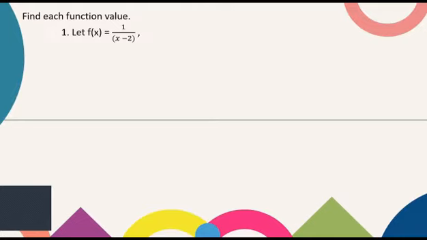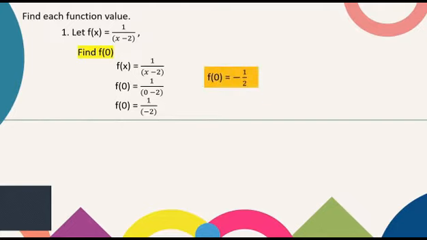Let f of x is equal to 1 over x minus 2. Find f of 0. Okay. f of x is equal to 1 over x minus 2 is our given, so let us substitute 0 as x. So 1 over 0 minus 2. Therefore, f of 0 is equal to 1 over negative 2, or f of 0 is equal to negative 1/2. And that is our y value.